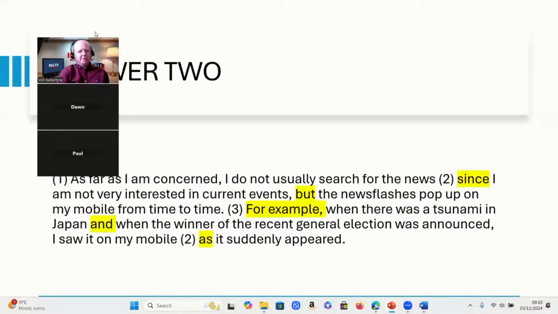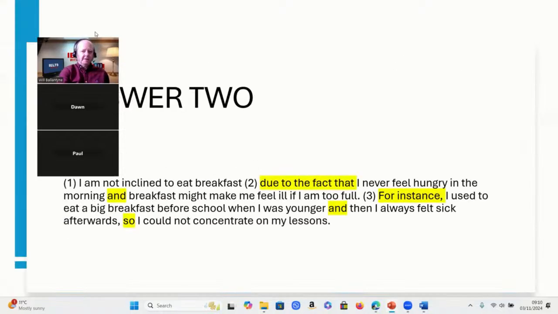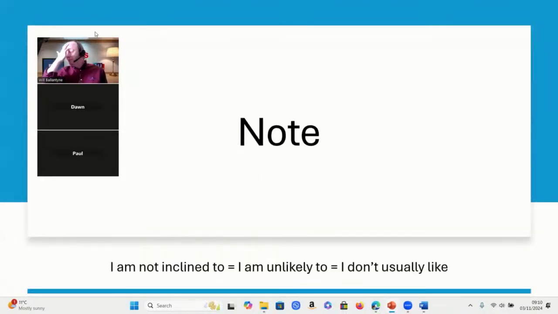Here's another example that we looked at again. This one used "since", as in this time, meaning "because". Quickly, we looked at this and then we changed it to "due to the fact", which was good. As you see, we said our example. But importantly, at the end here, I made a little note, and the note was these phrases: "I'm not inclined to", "I'm unlikely to", which mean "I don't usually".